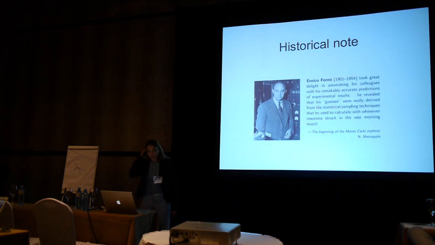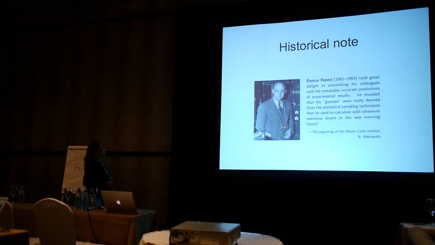Let me give you a historical note. Enrico Fermi found it very funny to astonish his colleagues by doing accurate predictions of what their experimental results were. And it is basically because he couldn't sleep at night. He was having insomnia. And so what he was doing was Monte Carlo, to try to sleep instead of counting sheep. So people do that. And he was astonishing his colleagues.